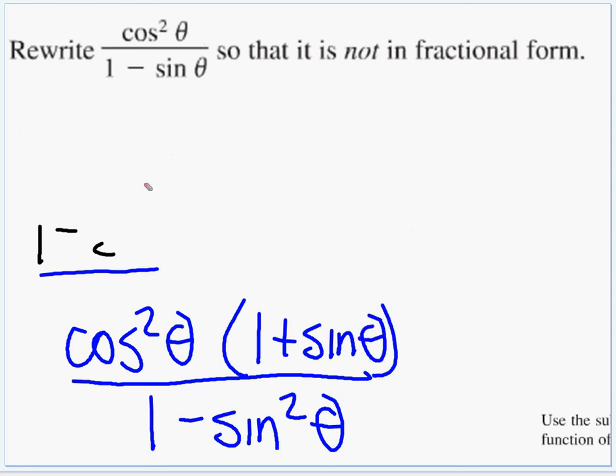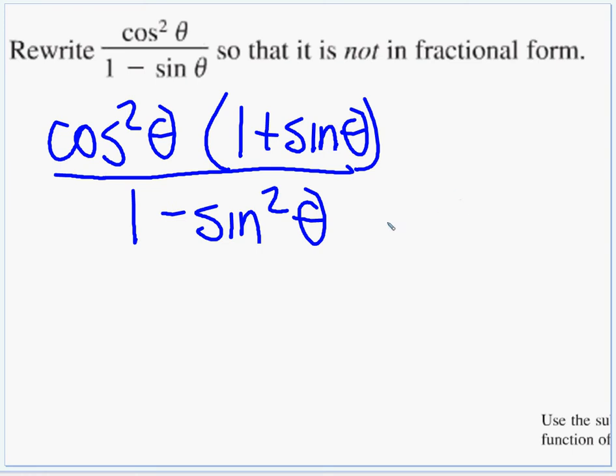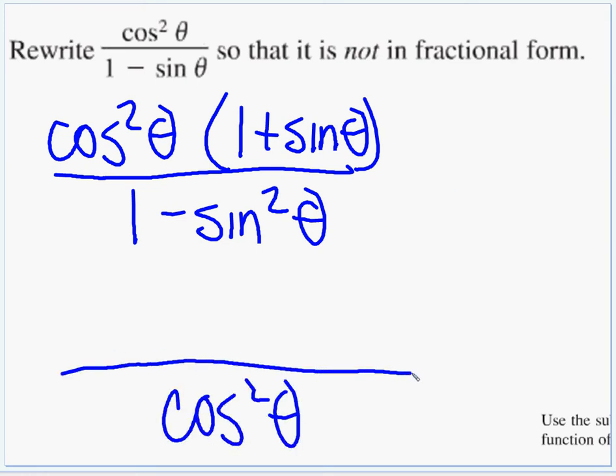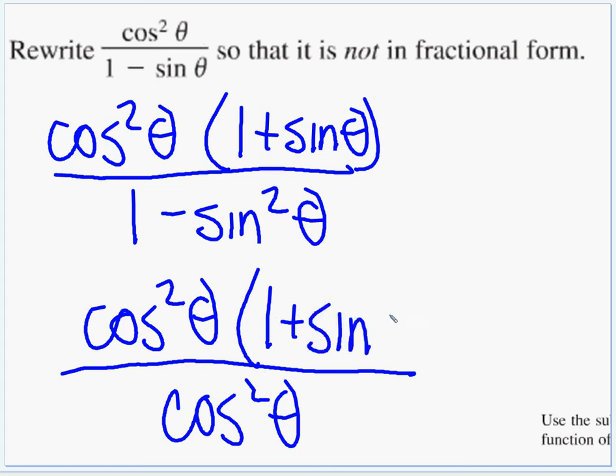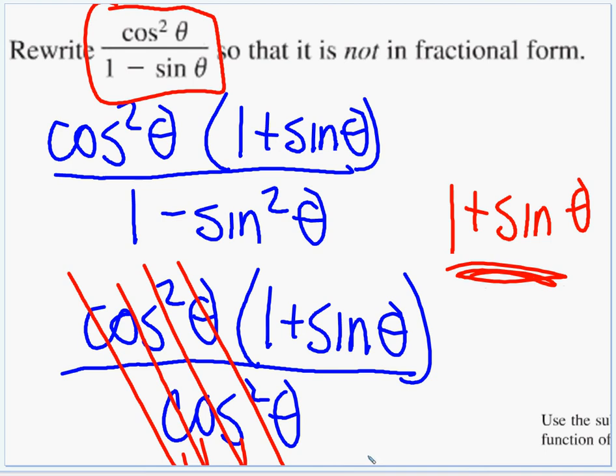All right, and we look on our formula sheet that is tattooed on our brain. 1 minus sine squared, well, that's going to turn into cos squared. Cos squared theta is our new denominator. And then up here, we have a cos squared theta. Ooh, look at that. Times 1 plus sine theta. So we have a cancellation. Cos squared and cos squared cancel out. So all we're left with is 1 plus sine theta. Beautiful. We went from this mess down to just pretty little 1 plus sine.